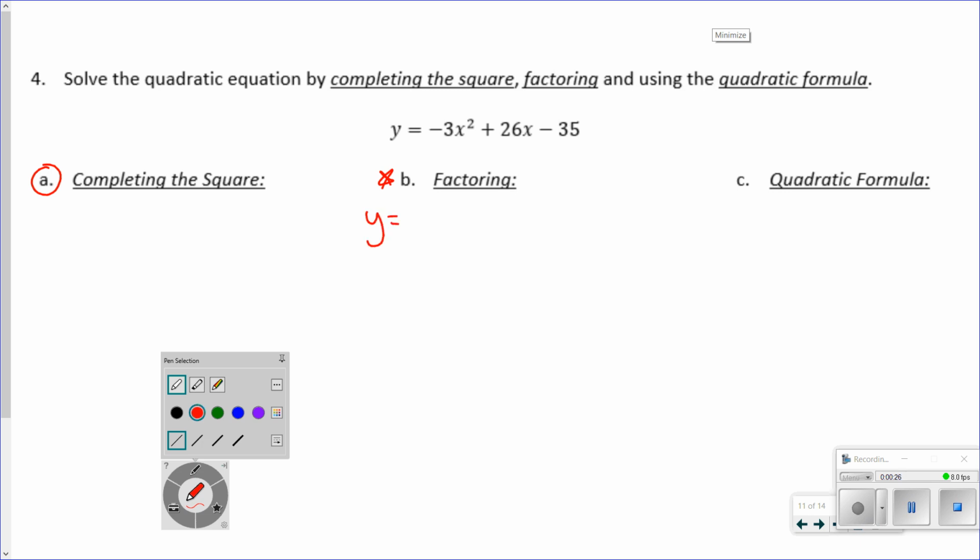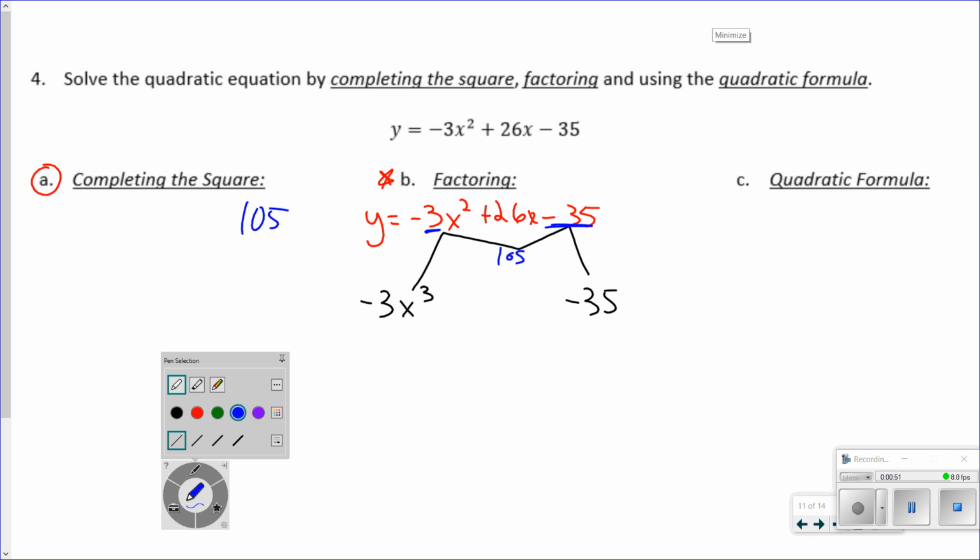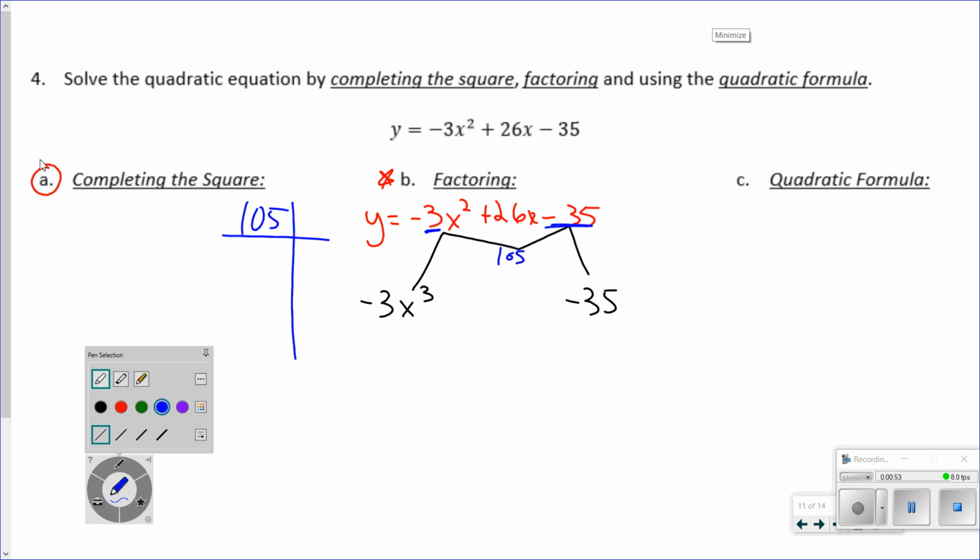So to solve by factoring means we're going to take your starting equation and we need to convert it to factored form. So I'm going to show you how to do that using the M method. So we slide down the negative 3x squared, we slide down the negative 35, and I take my A value times my C value and get 105. I use that number to come up with a list of factors that will add together to give me this 26. That way I can take that one term and split it up into two.